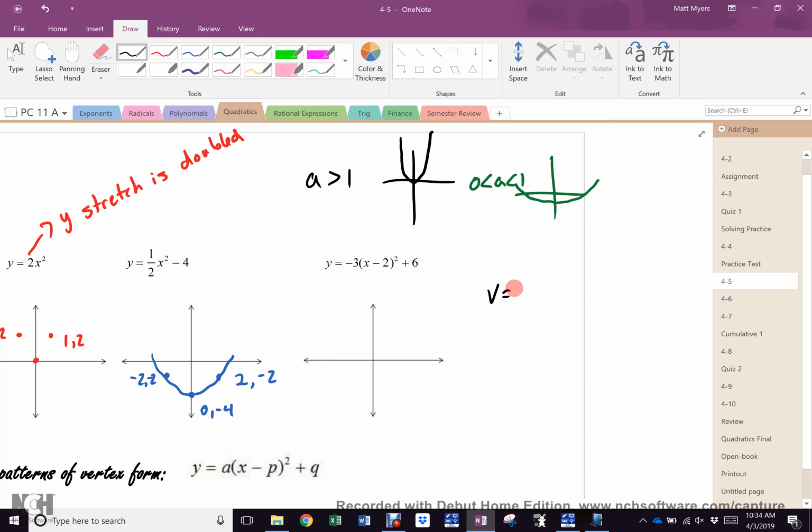Who's going to tell me the vertex? Everyone should be volunteering now because that's the easy one, right? If you volunteer now and I call on you, I probably won't call on you again. What's the vertex? 2, 6.